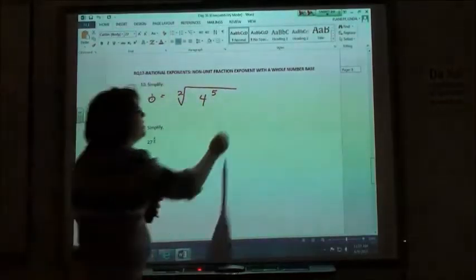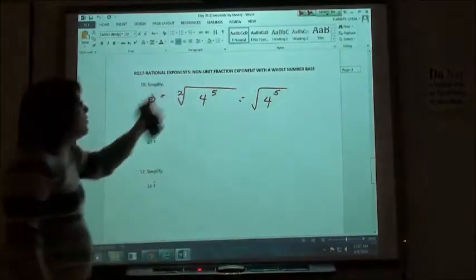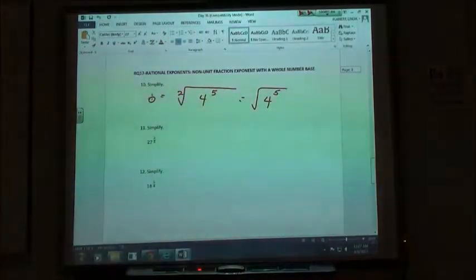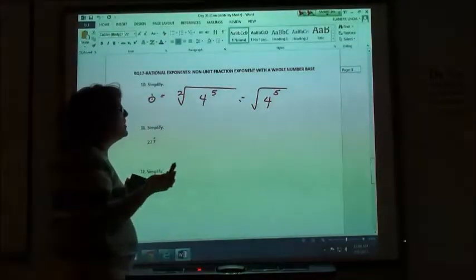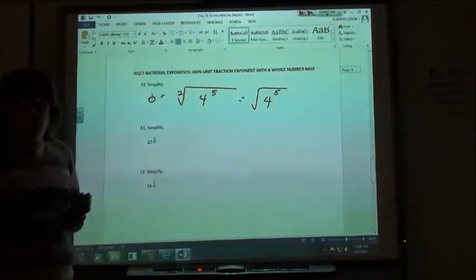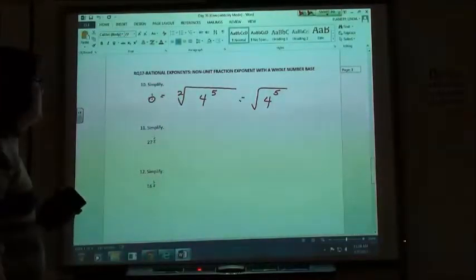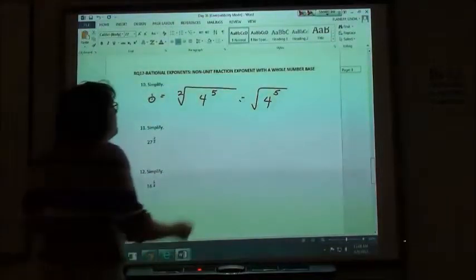Now I really don't need the 2 for square root, but if it was a cubed or a fourth or whatever, I would need to put the 2 in there. So when I simplify this, if I'm not using my calculator, I do the root first because then my numbers aren't so big. If I wanted to do 4 to the 5th power, I'm going to get a really big number. So do the square root of 4 first.